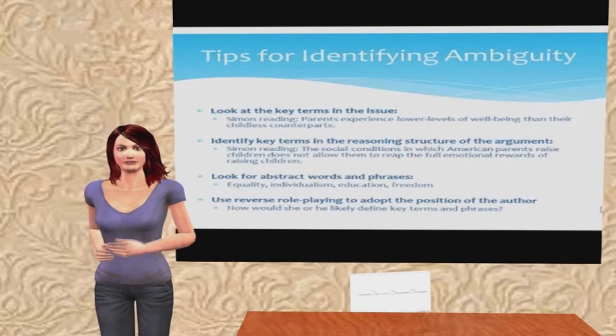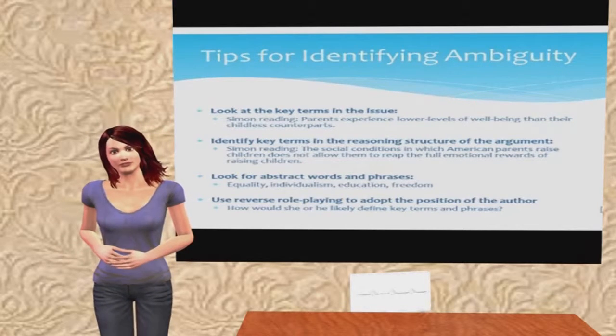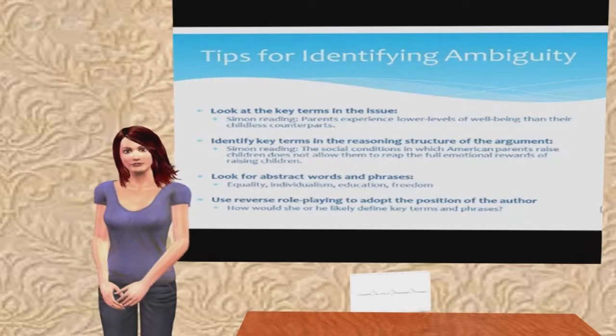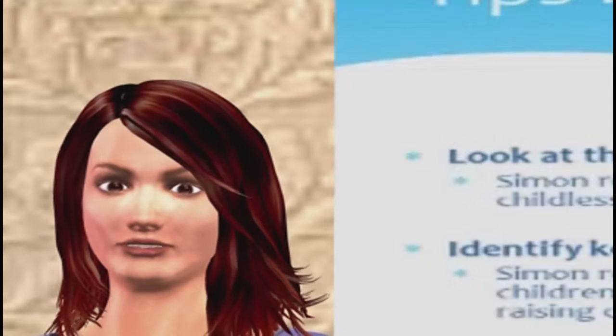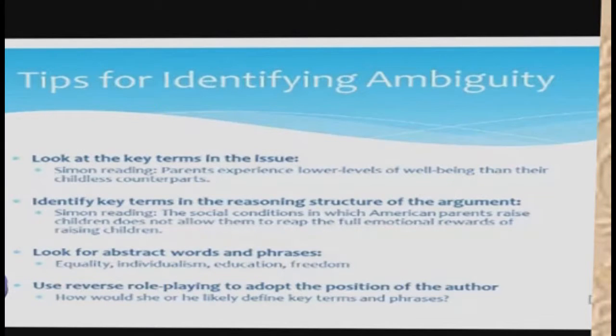So there are several tips that Brown and Keeley offer us for identifying ambiguity. There are several key places that we can look in an author's argument to likely be able to detect ambiguous words and phrases. The first one is just to look at key terms in the issue. So first step there, we've got to identify the issue an author is talking about.